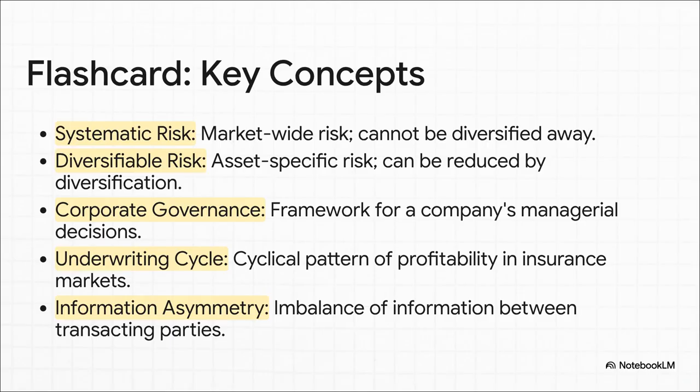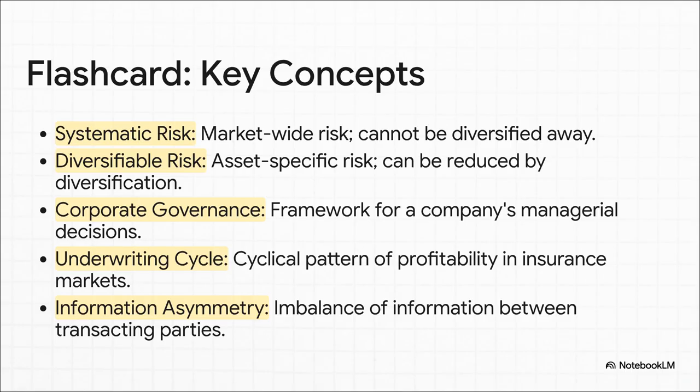All right, flashcard time. Let's do this quick. These are the terms you've got to know cold. Systematic risk, the market-wide risk you can't diversify away. Diversifiable risk, the company-specific risk you can. Corporate governance, that's your internal framework for making decisions. The underwriting cycle, the classic boom and bust cycle in insurance. And information asymmetry, that crucial imbalance of knowledge between two parties in a deal.